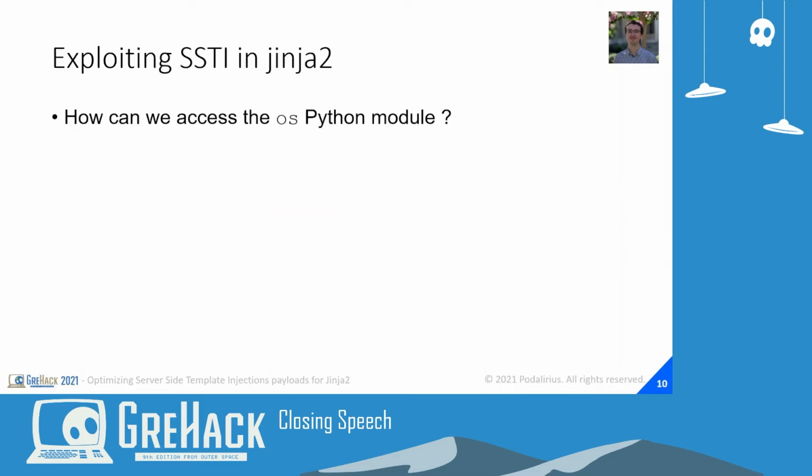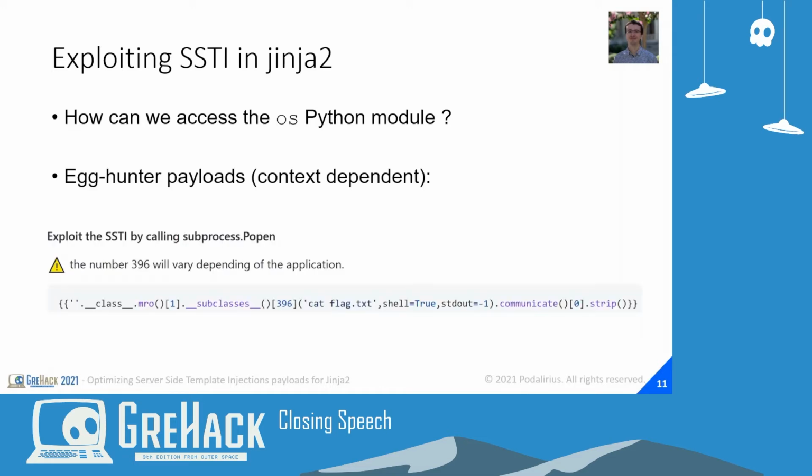So now that we have a server-side template injection vulnerability inside the jinja2 template engine, as an attacker, we would like to achieve remote code execution, meaning we would like to exploit the template engine to gain access to the underlying machine. In order to do this, we will need to access the OS module of Python, which gives access to shell commands. To do this inside the template language of jinja2, previous research has shown that you can use gadget payloads, which are highly context dependent, meaning you have to find the offset of the module you want to import, in this case subprocess. Therefore, this type of payload can be tricky to use.